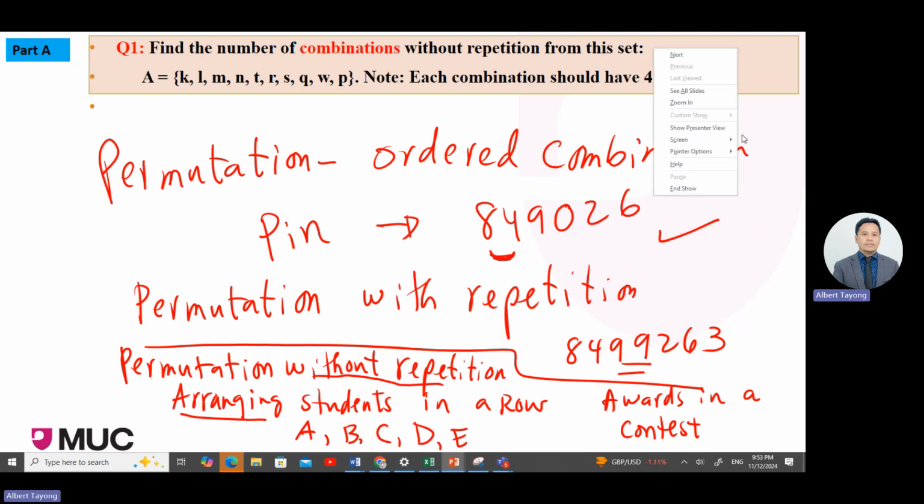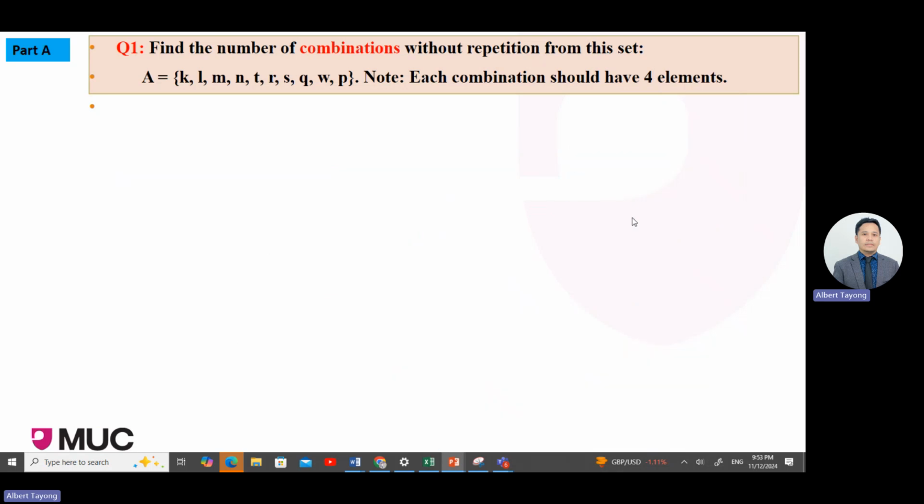So let's proceed to some examples on how to solve problems involving combinations and permutations. Here you're going to find the number of combinations without repetition from this set. First is to count all the elements inside. So we have K, L, M, N, T, R, S, Q, W, P. So we have 10 elements. And every group or combination has 4 elements. An example of this is K, T, R, S.